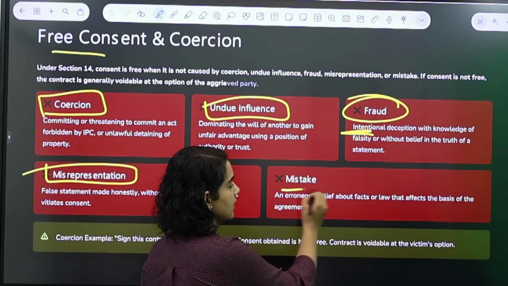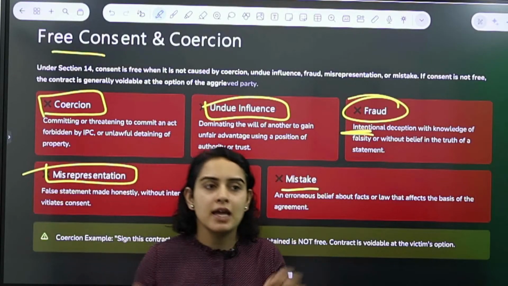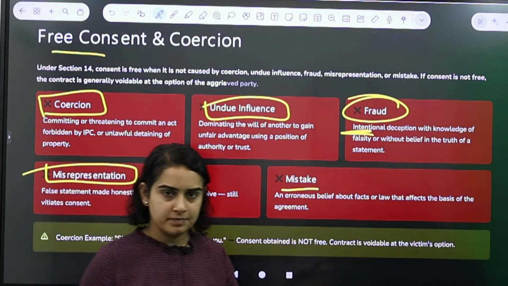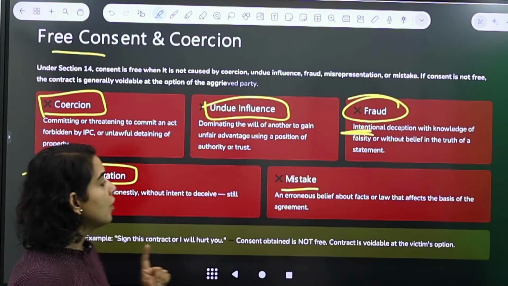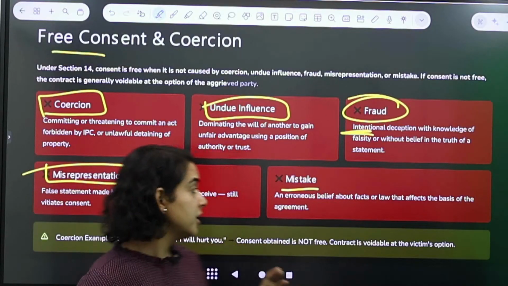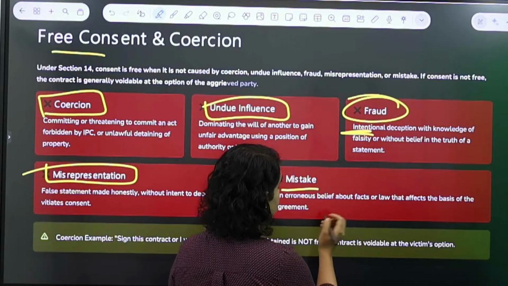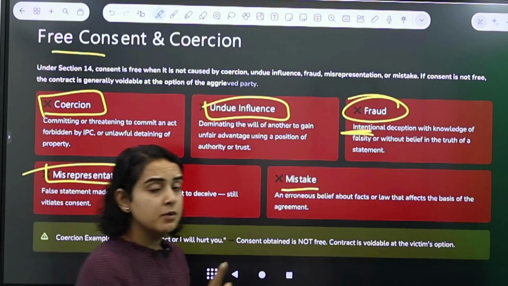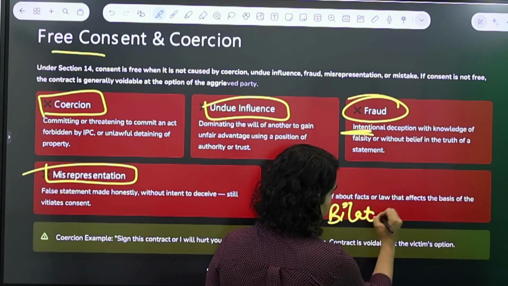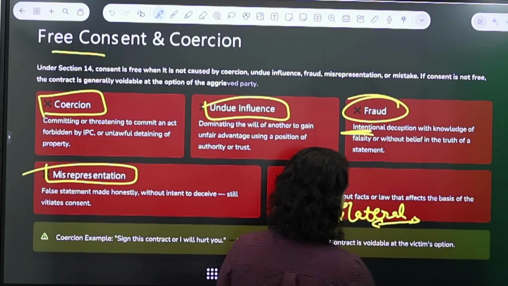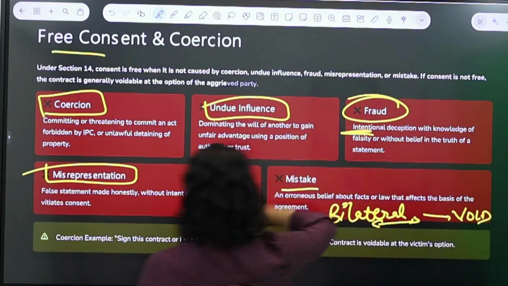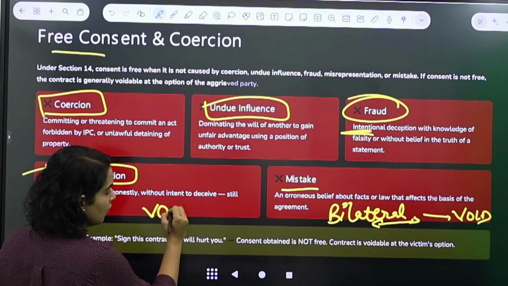And then is mistake. Mistake is when there is some error about facts or the information that has been given by either party, right? That's a mistake. Now, for all these situations, the contract is going to be a voidable contract. However, in very rare situations where there is a mistake on the part of both parties, which is known as a bilateral mistake, the contract is going to be void. Otherwise, in all other situations, the contract is going to be voidable.